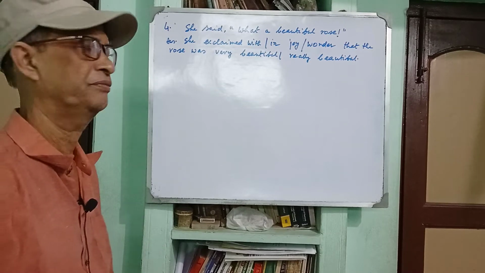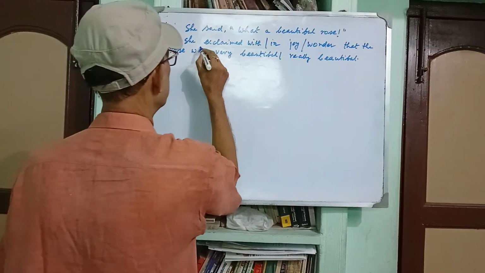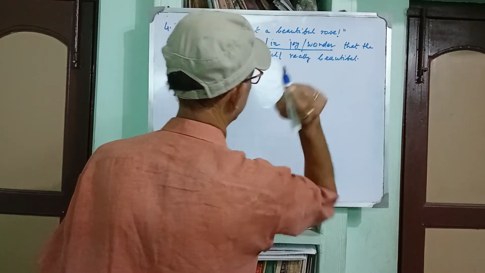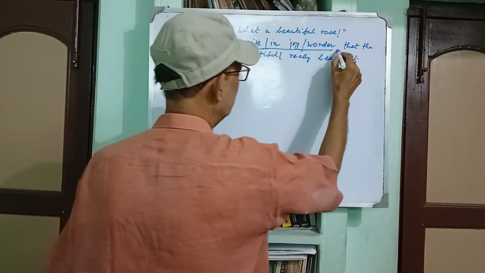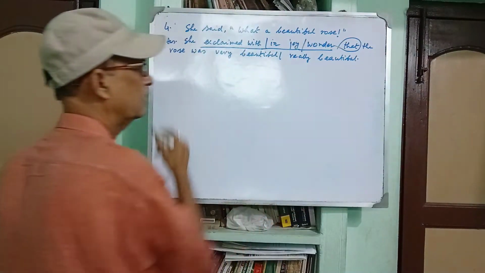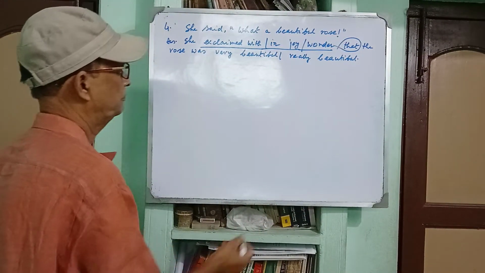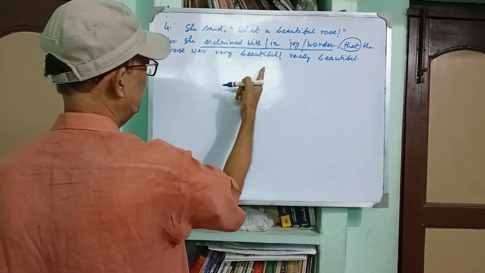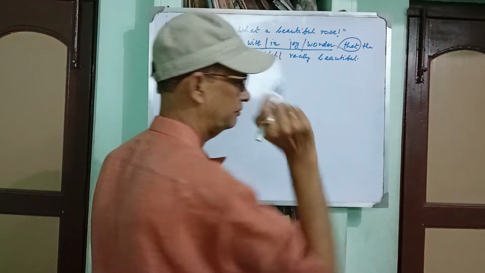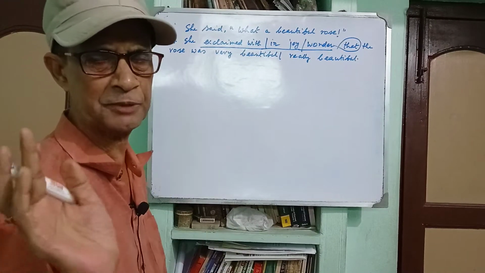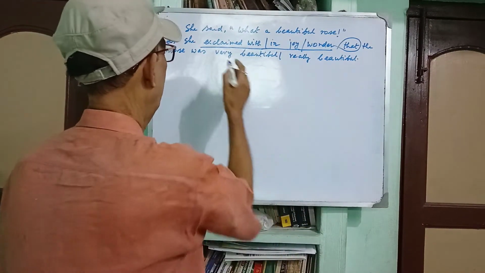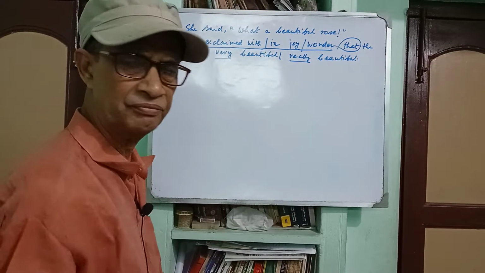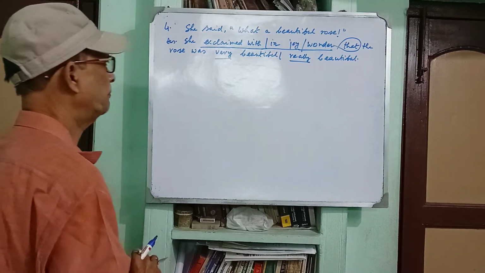You see that the reporting verb has been changed into "exclaimed with" or "in joy or wonder". "That" has been used as the conjunction. The rose was very beautiful or really beautiful. And "what" has been replaced by "very" or "really". Clear? Now come to the fifth example.